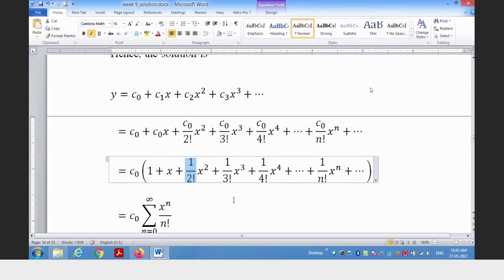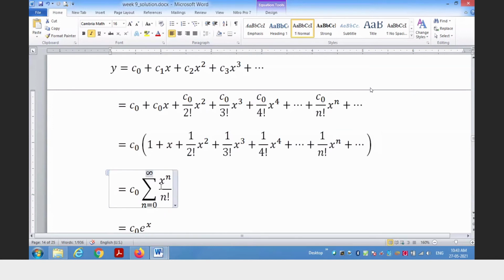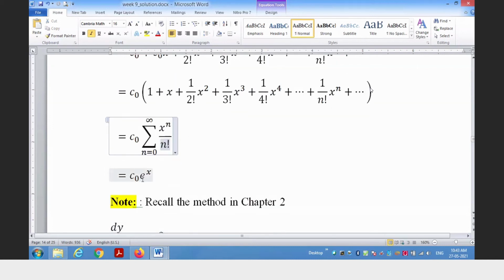And also, you know from your calculus 2 that the summation, n goes from 0 up to infinity, x to the n over n factorial is equal to what? It is equal to e to the power of x. Okay, e to the power of x can be represented as this power series, and this power series is what? It is Taylor's polynomial.